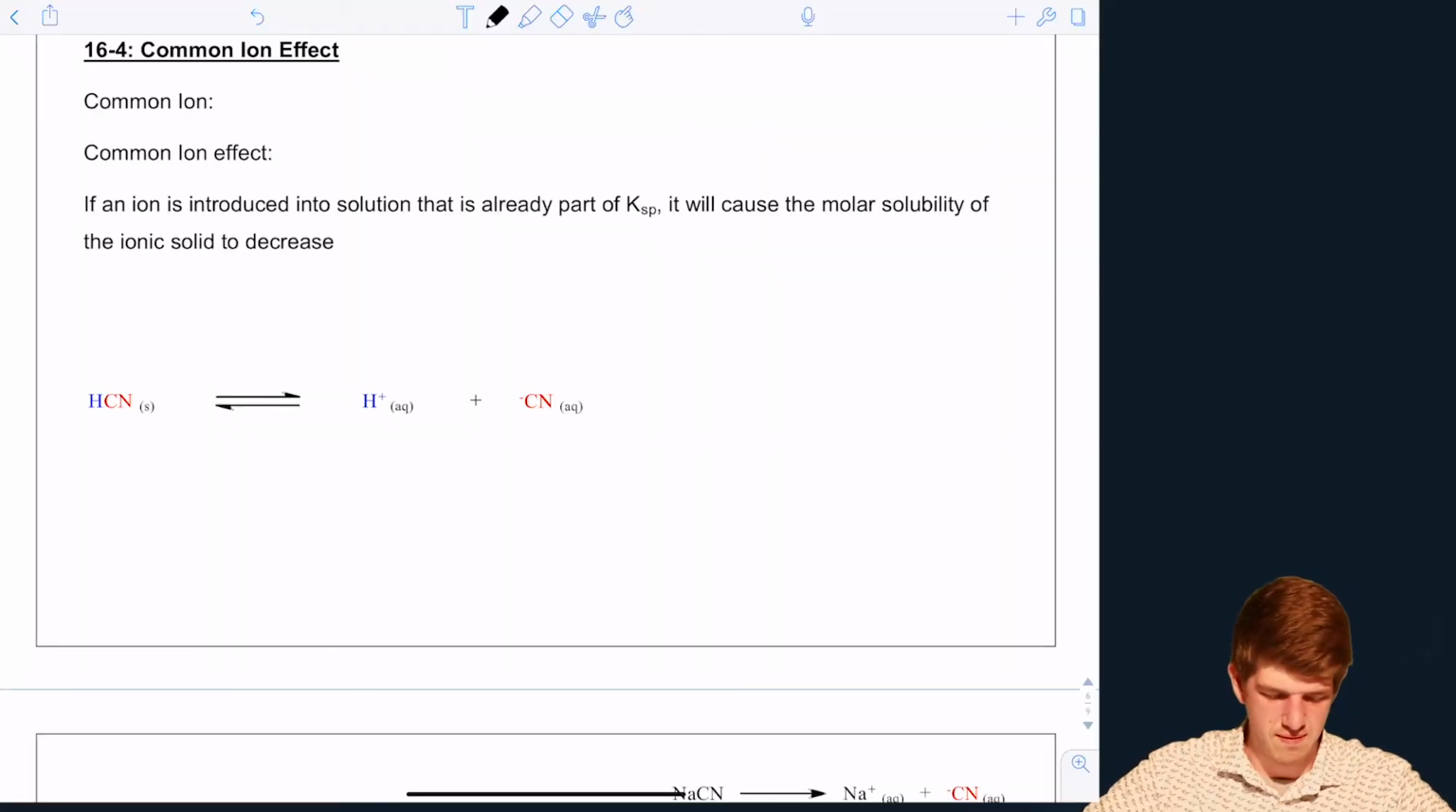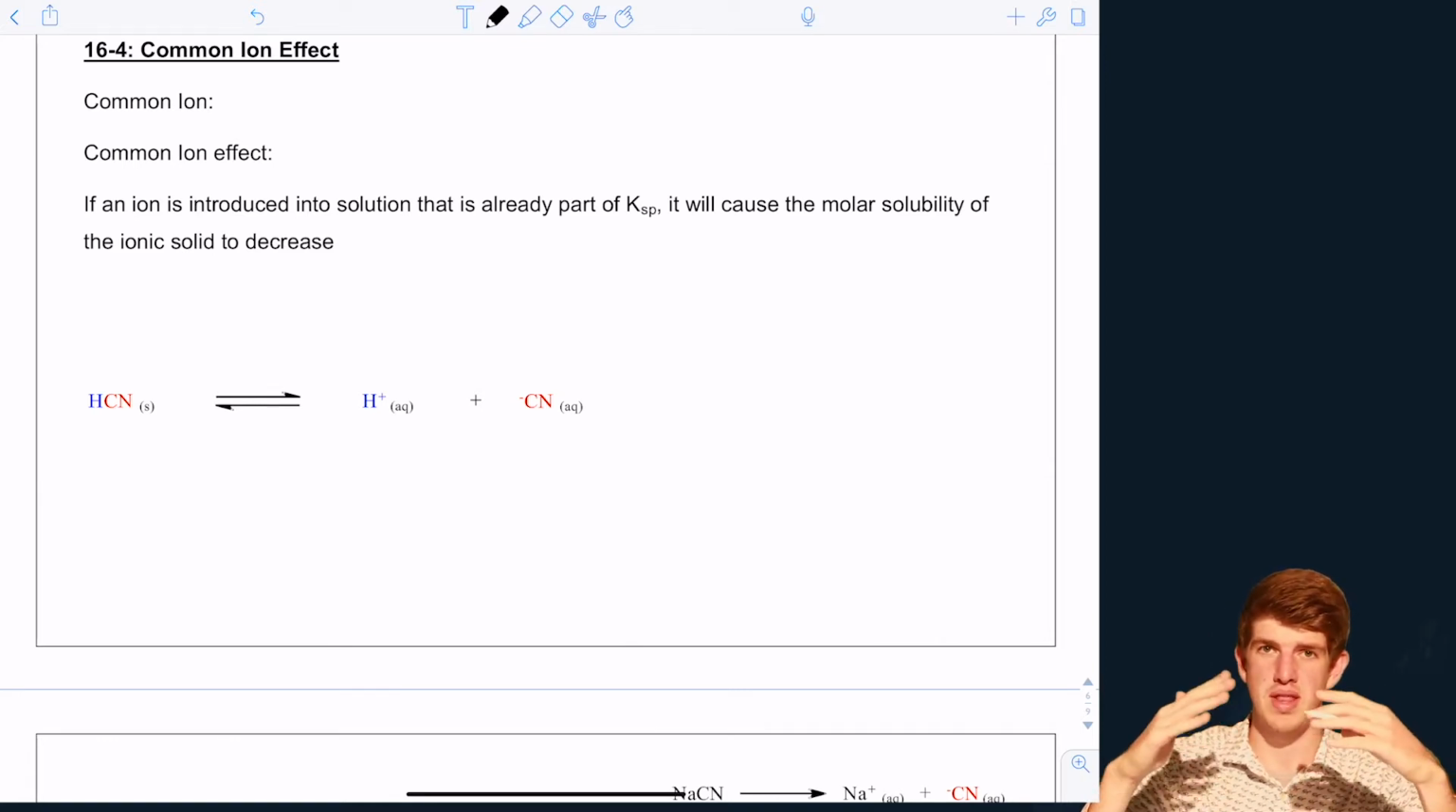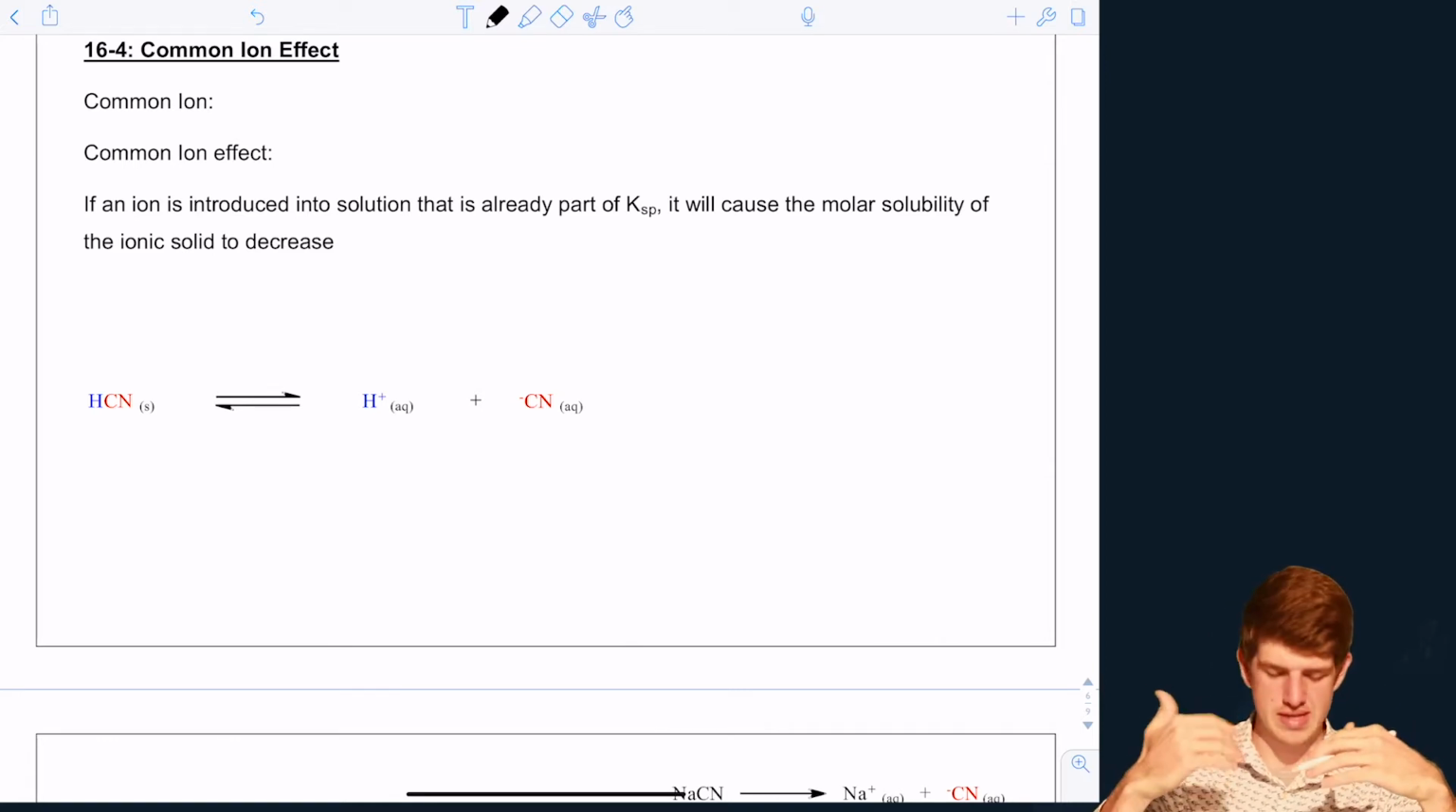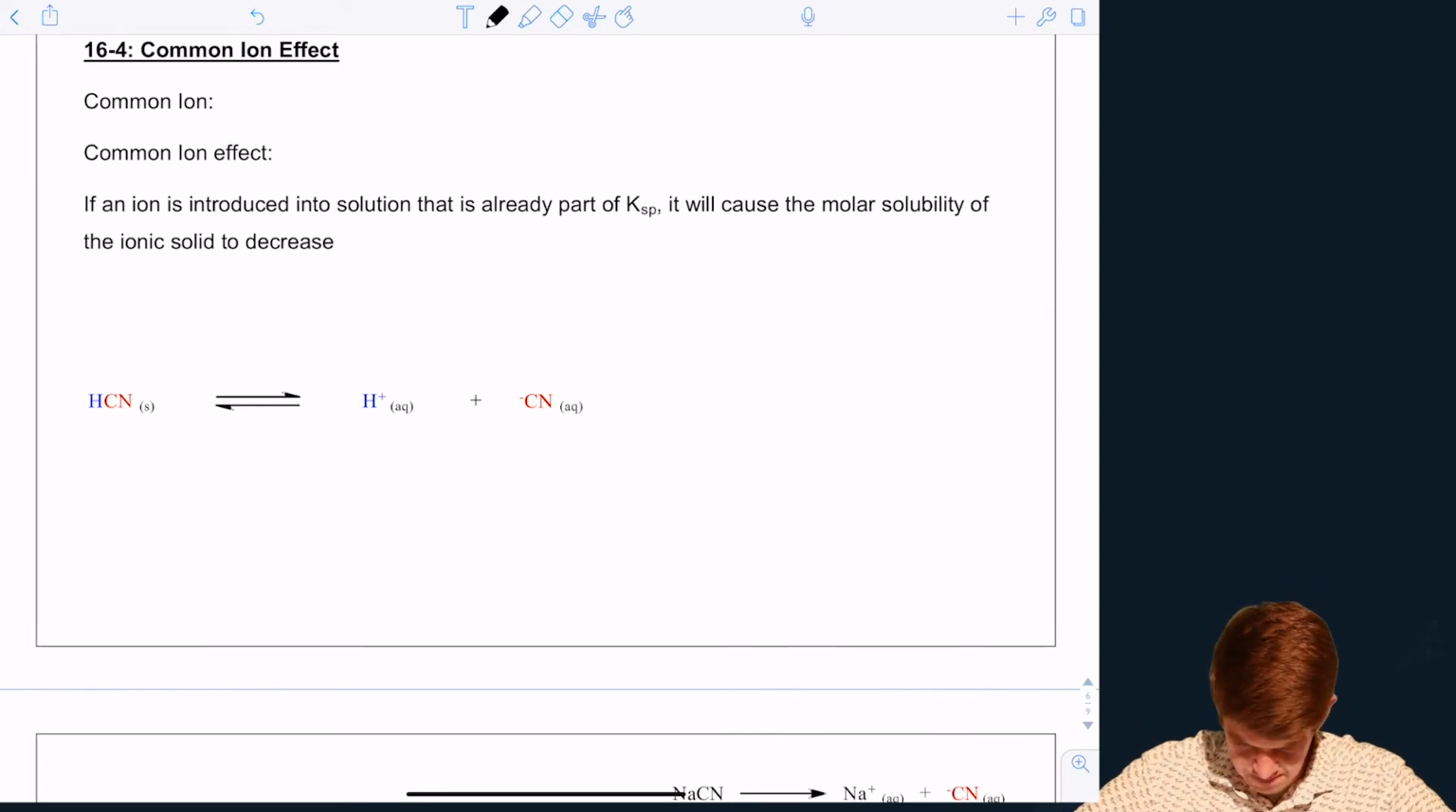Now let's look at a very high yield topic, and the high yield topic is the common ion effect. It's put into so many conceptual questions that it's really good to understand this. So we're just going to have a surface level example and then a very detailed quantitative example below this. But first, let's talk about what a common ion is.